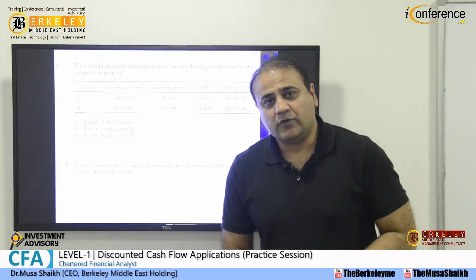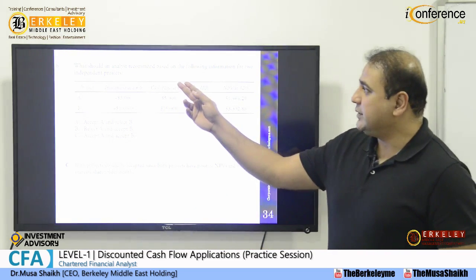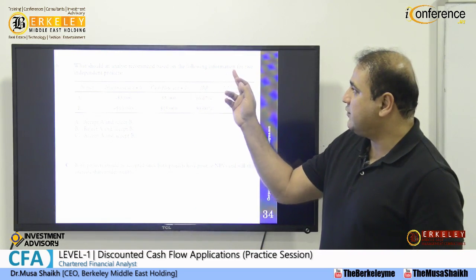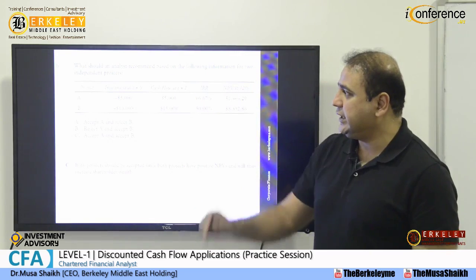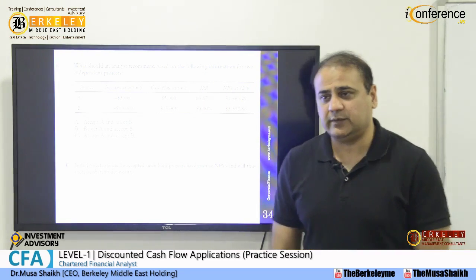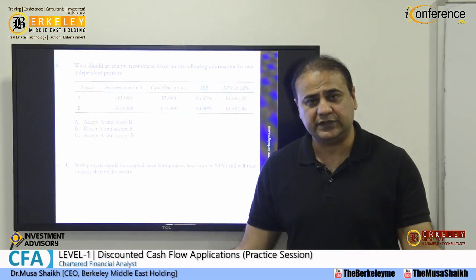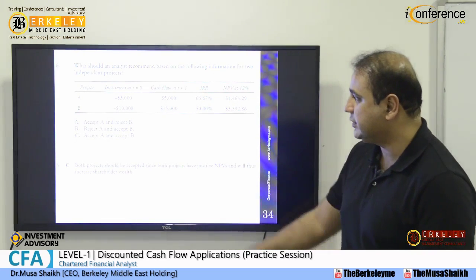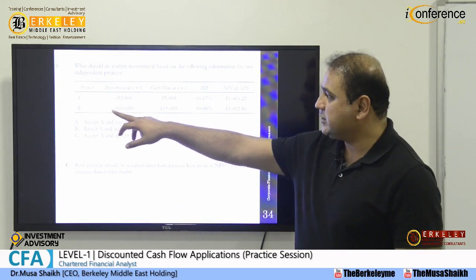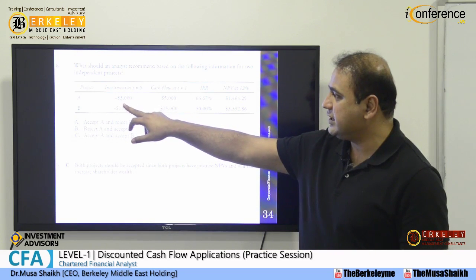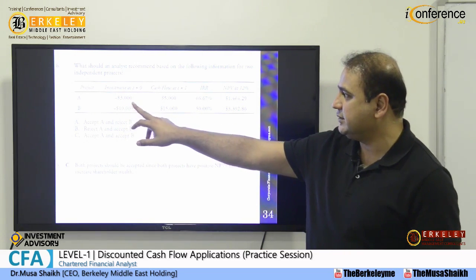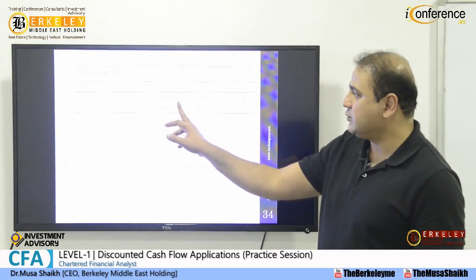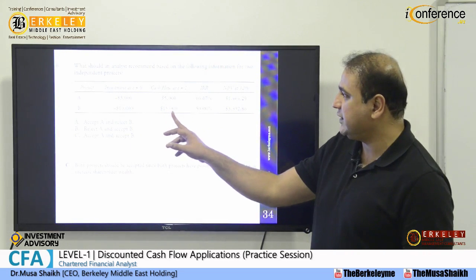Okay, let's move forward to another question. What should an analyst recommend based on the following information for 2 independent projects? Independent projects are not dependent on each other, so whichever is good you can choose according to your calculations. There are 2 projects. You have to invest 3,000 in A and 10,000 in B.